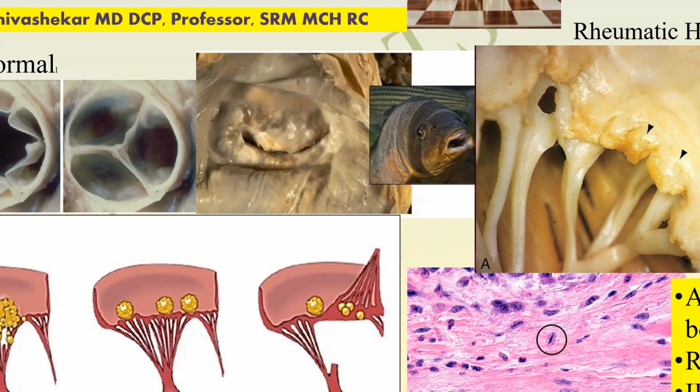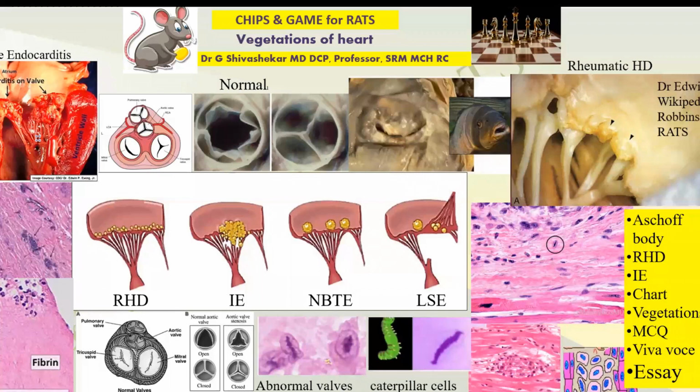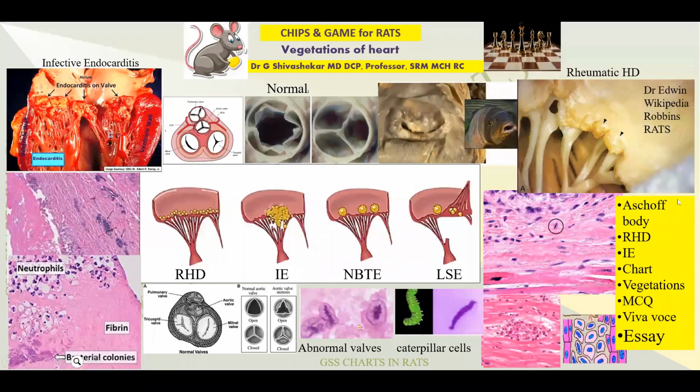So in this particular class, we have covered the Aschoff body, the rheumatic lesion, what are the vegetations in infective endocarditis, how this entire thing can be a chart, your short note on vegetations, what are all the various multiple choice questions that can be asked, and viva voce. And please be careful, both of these can come as essay questions, and you will have to go back to R.A.T.S and GAME. Robbins is a wonderful source of reference.